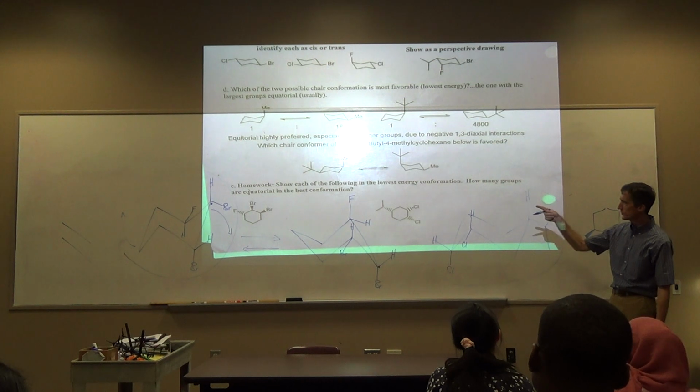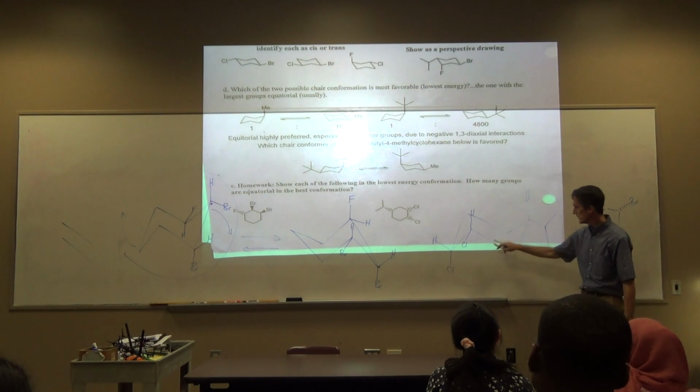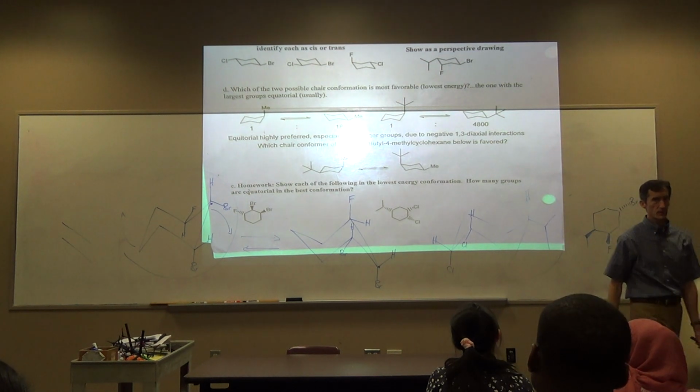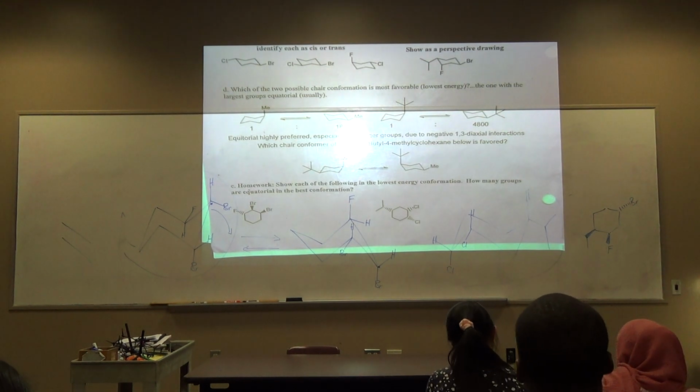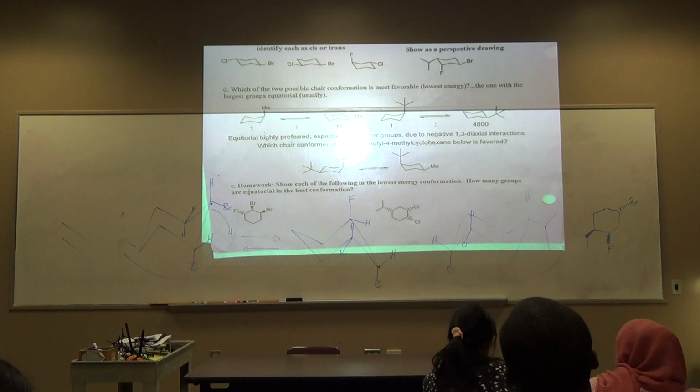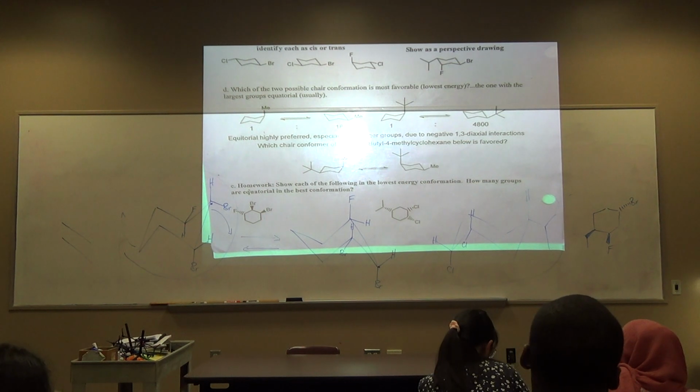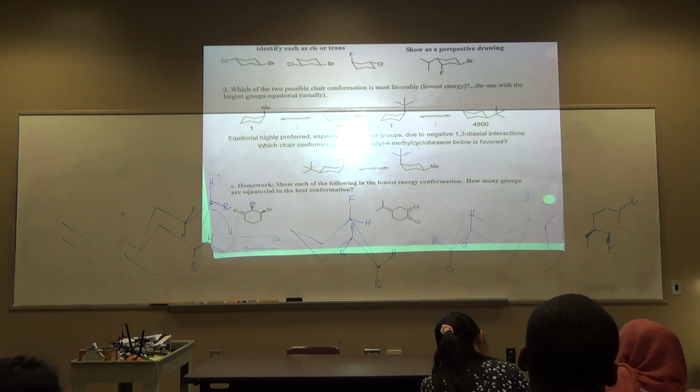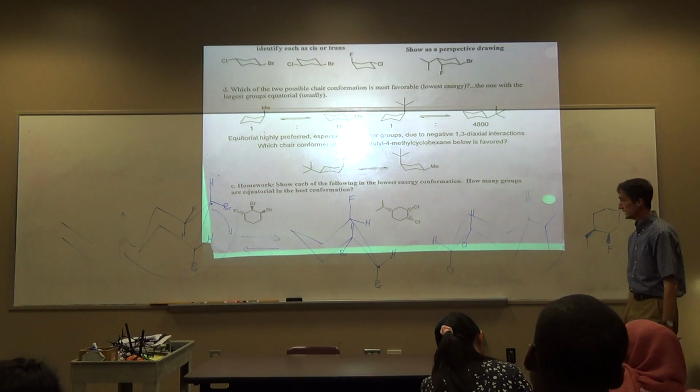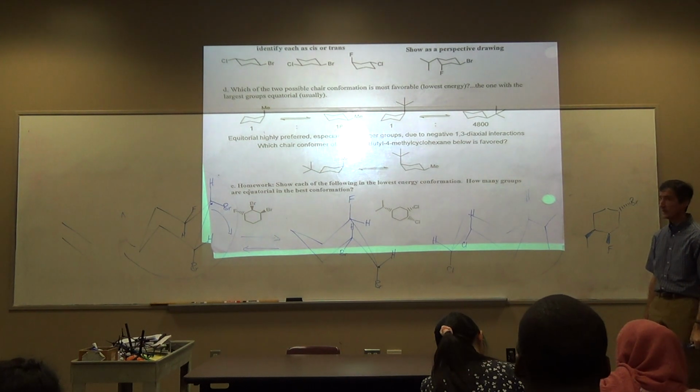And how many are equatorial in the best conformation? Two. Yep. One of the chlorines is actually axial. But again, the only choice is to do a ring flip. And if you do a ring flip, you'll see that it's worse than that. You'll have larger groups more axial, and that's not as good. You want your larger groups equatorial. That's how we kind of do these.